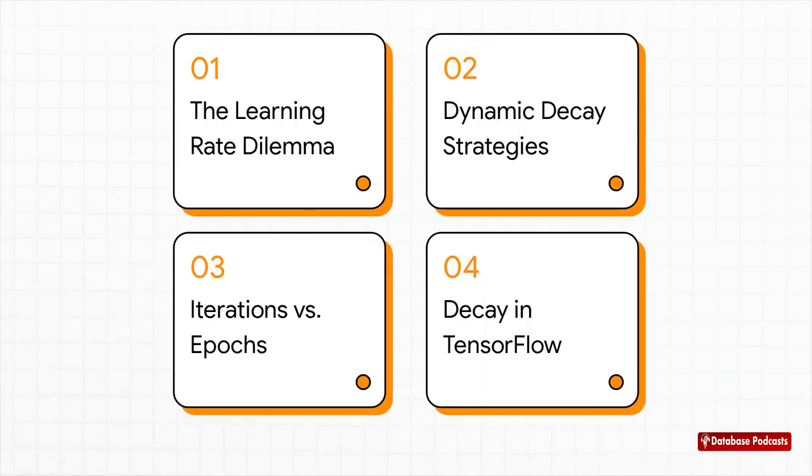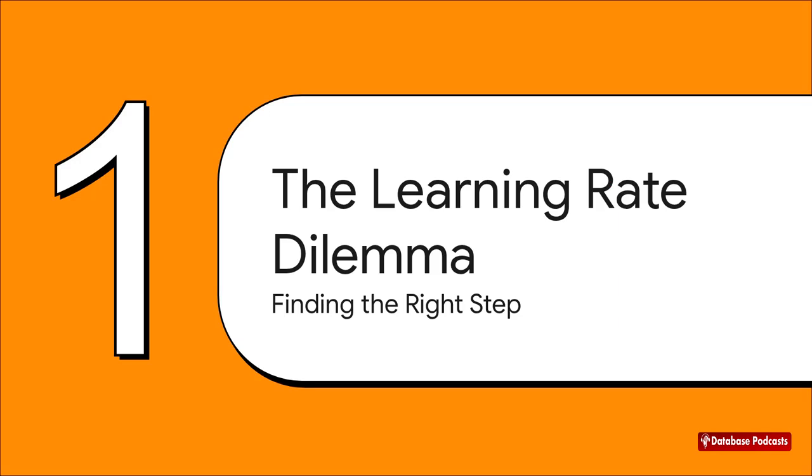So here's our game plan. First, we'll get into why just sticking with one learning rate can be a real problem. Then we'll check out some really clever strategies to fix that. After that, we're going to clear up something that trips a lot of people up: iterations versus epochs. And finally, we'll see how you can actually put all this theory into practice using TensorFlow. Okay, let's dive right in.